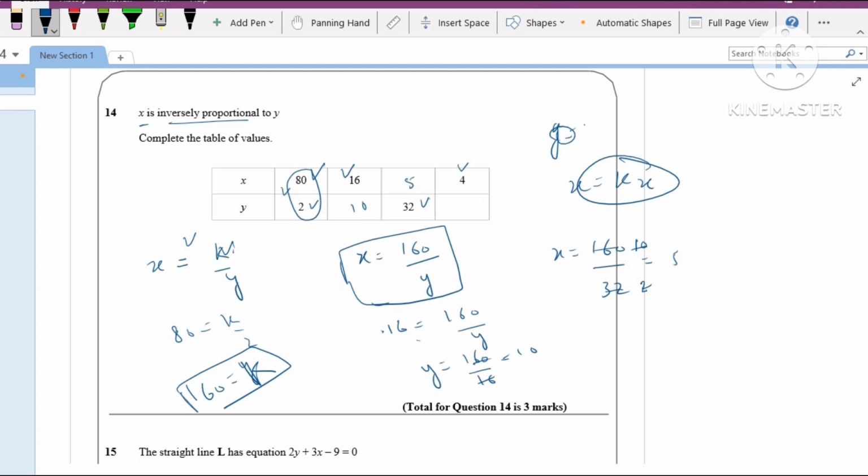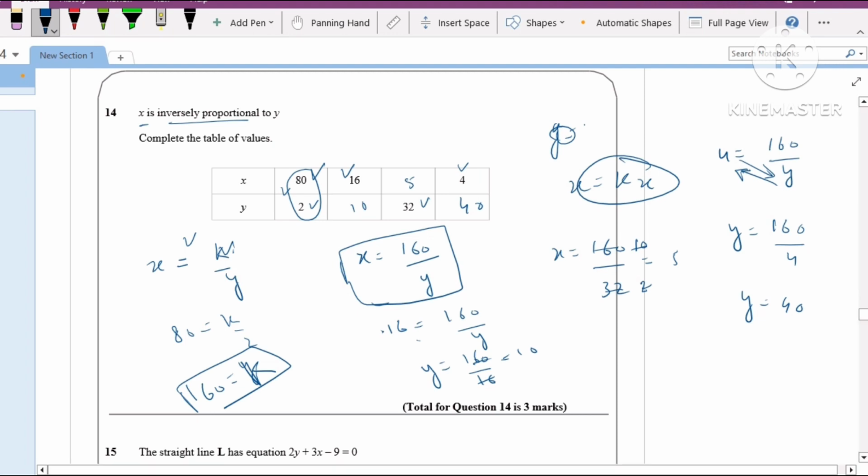Here it is x is 4. You have to find the value of y. So x is 4, 160 divided by y. So y should be equal to, we will just cross multiply, 160 divided by 4, that is 40. So the table has been completed for the inverse proportion.